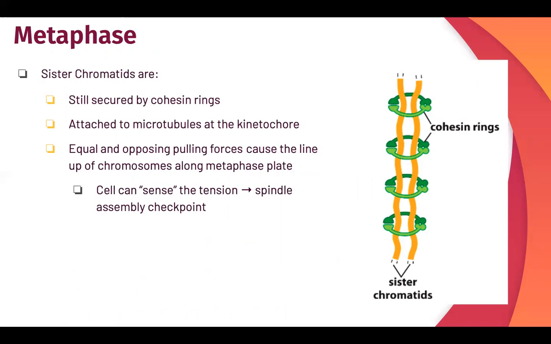Going into metaphase. This is when your sister chromatids are still secured by your cohesin rings from before. That was done during S phase. They are lined up at the center of the cell now. Your microtubules are connected to the kinetochores of your sister chromatids, and the cell can sense this equal opposing tension, because theoretically it should be in the middle of the cell, so it's going to feel equal tension on both sides. And once the cell feels this, it realizes that everything's lined up in the middle. Let's move on to the next phase.